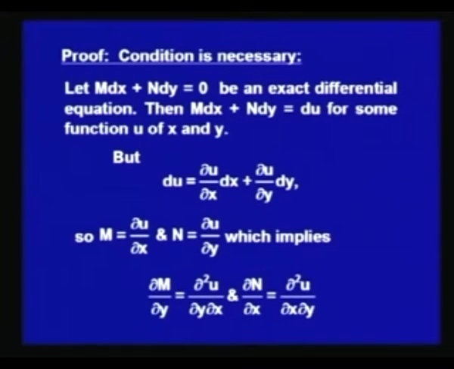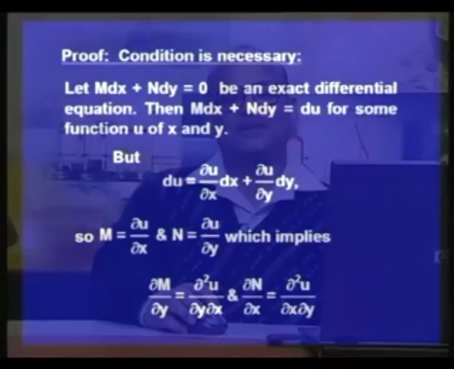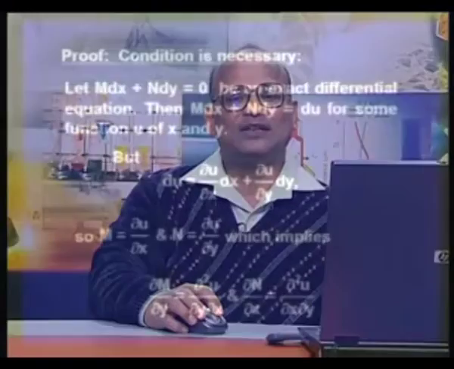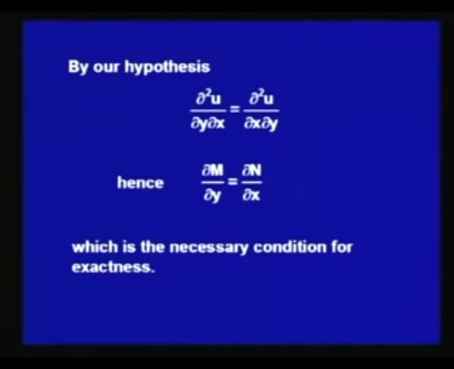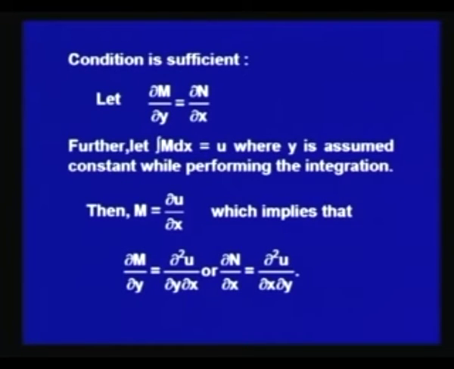Now, since we have assumed that the first order partial derivatives of M and N are continuous, the second order partial derivatives of u, ∂²u/∂y∂x and ∂²u/∂x∂y, are continuous and are therefore equal. So, this will give us ∂M/∂y equal to ∂N/∂x, which is the necessary condition for exactness. Now, let us show that the condition is sufficient.